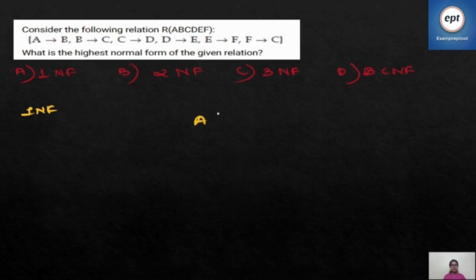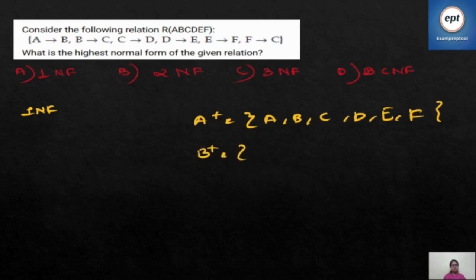So let's calculate the attribute closure of A. So from A we will get A, B, C, D, E, F. Okay, all the attributes we got. Let's calculate the attribute closure of B. So B, C, D, E, F. Can we get A from here? No, we cannot get. So that's why B is not the candidate key.